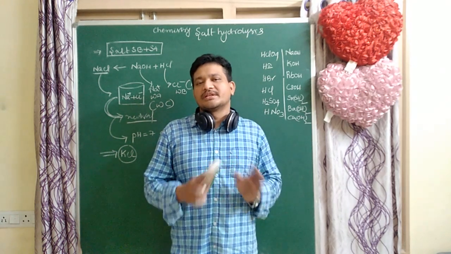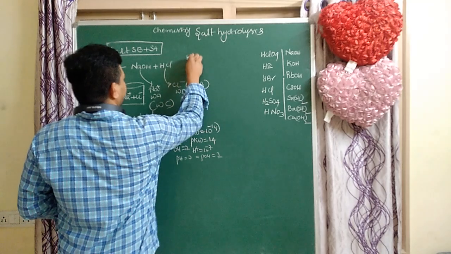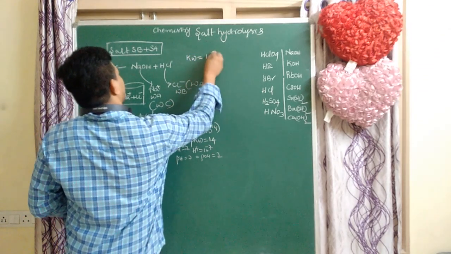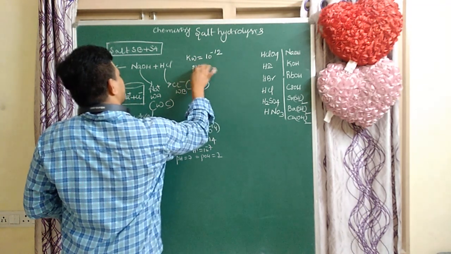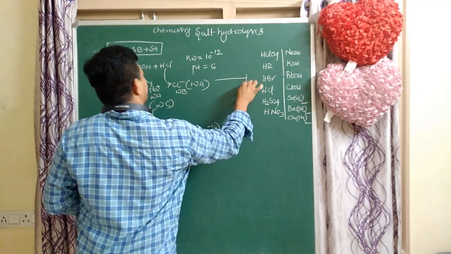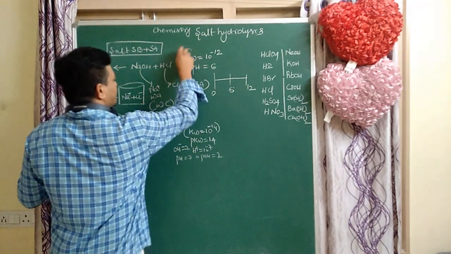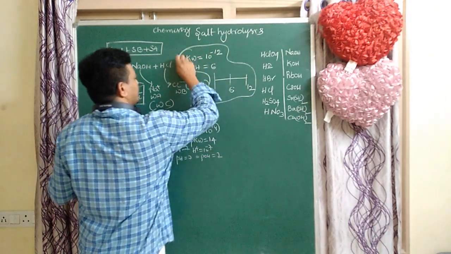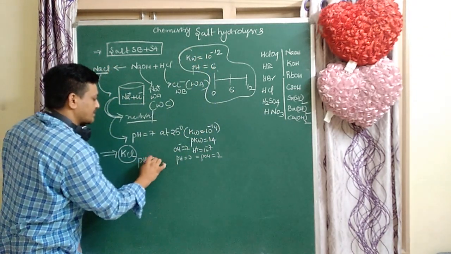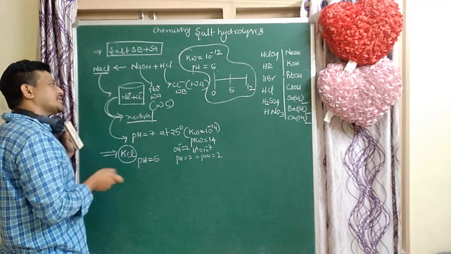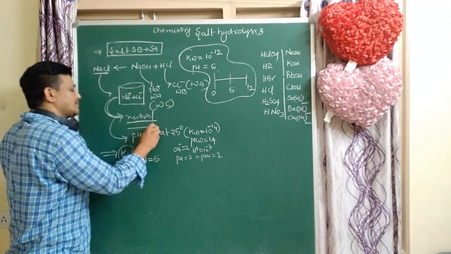Here, if the Kw value changes, the pH value changes. For example, Kw value equal to 10 power minus 12. In this case, neutral pH equals 6 and maximum pH equals 12. Here, from 0 to 12, neutral pH equals 6. Here Kw is given in brackets. What is the neutral pH? 6. Otherwise, if no temperature is given and Kw value is not given, that means at room temperature the pH value is 7.